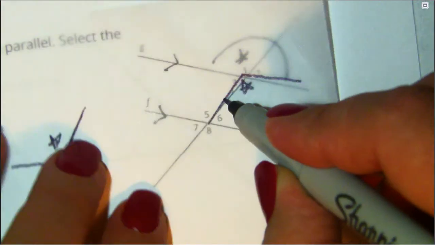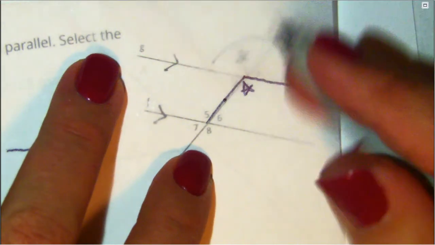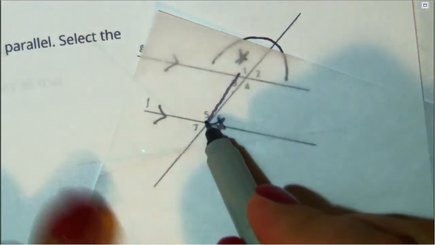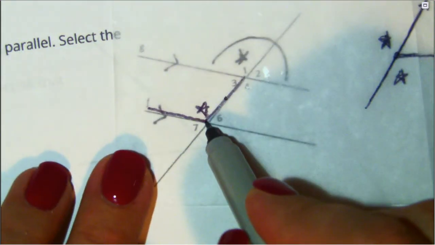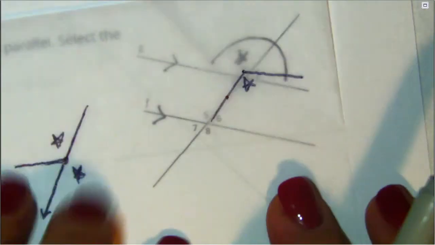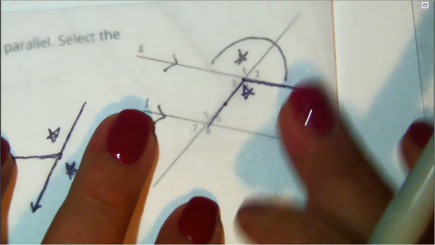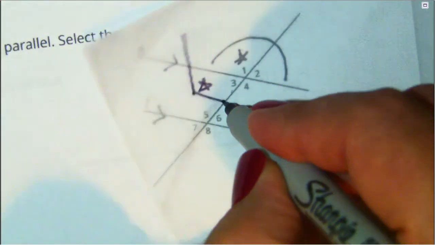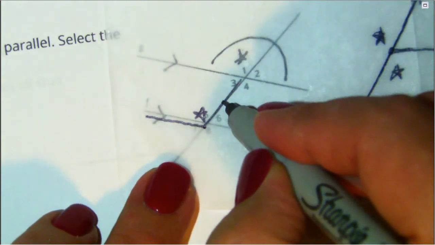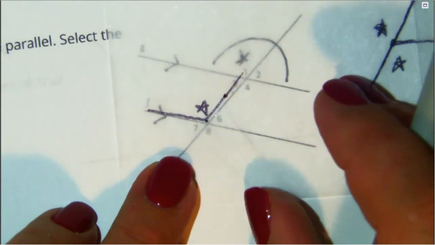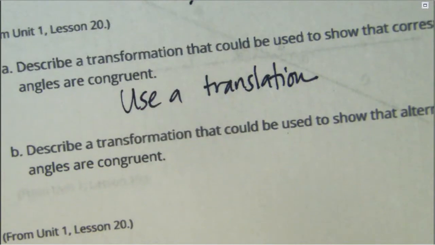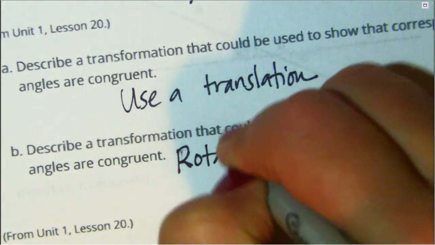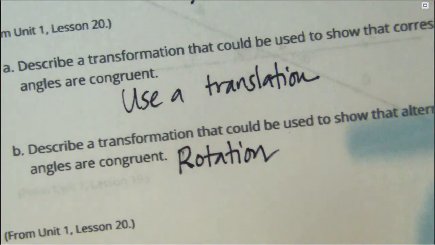If that one didn't seem so obvious, you could do a translation followed by a rotation here. Okay, but in one move, I could do a rotation around the midpoint of that segment. Boom. I'm a little off because I didn't. Okay, so I'm going to say rotation. All right.